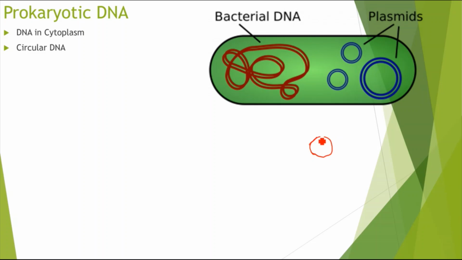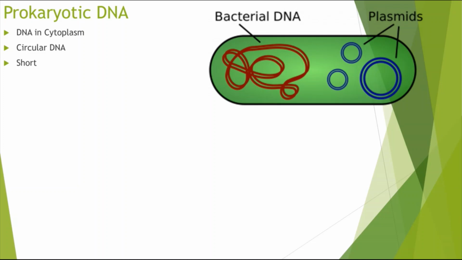Like a circle carries on forever, you can't find an end to a circle. That bacterial DNA, that prokaryotic DNA, is circular. It's not linear. It won't have an end to it, because it's circular. So it's much shorter than the eukaryotic DNA.